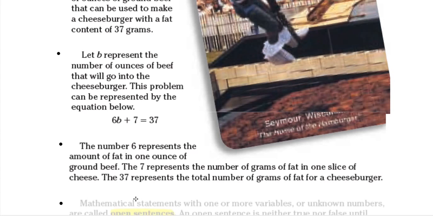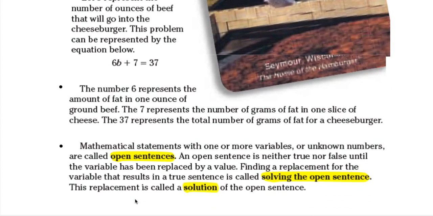In this case, mathematical statements with one or more variables or unknown numbers are called open sentences. This is called an open sentence because it has a variable. An open sentence is neither true nor false until the variable has been replaced by a value. Finding a replacement for the variable that results in a true sentence is called solving the open sentence. We discussed this in, I think, 6th grade and 7th grade. This replacement is called the solution of the open sentence.